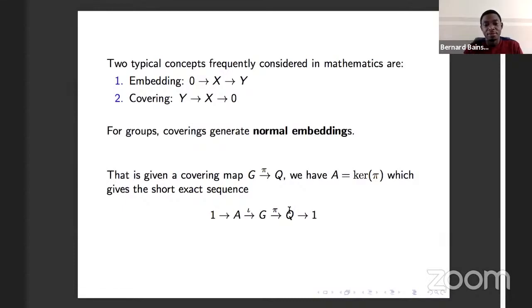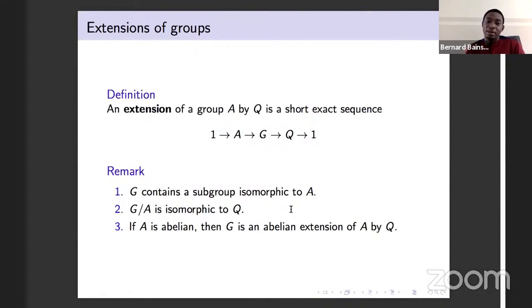It is these kinds of sequences that we will be calling extensions. And so we will say that G is an extension of A by Q. A formal definition would be: an extension of a group A by a group Q is a short exact sequence from A into G into Q. And the consequence is the following: we can see that G will contain a subgroup that is isomorphic to A.